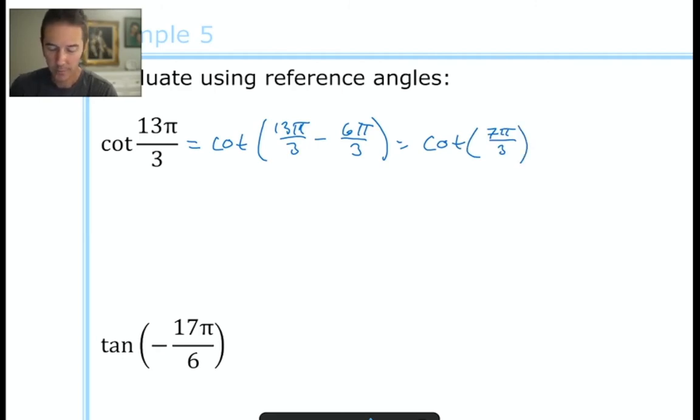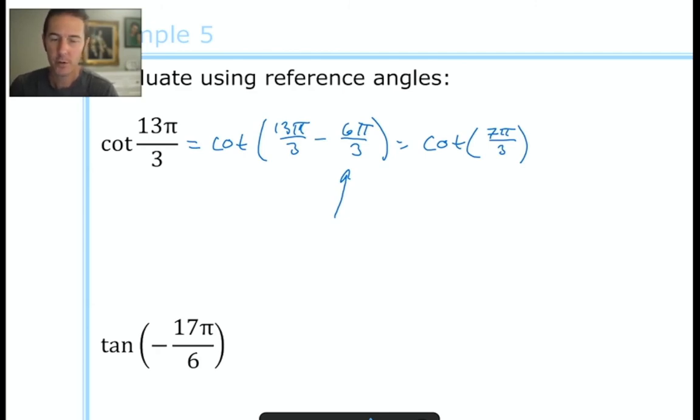That's still bigger than one full rotation. Now I took out 2 pi. I could have taken out 1 pi, 2 pi, 3 pi, 4 pi, 5 pi, whatever multiple pi I wanted, because the period of the cotangent is pi. So when I subtracted 6 pi over 3, I removed 2 periods from the angle measure.